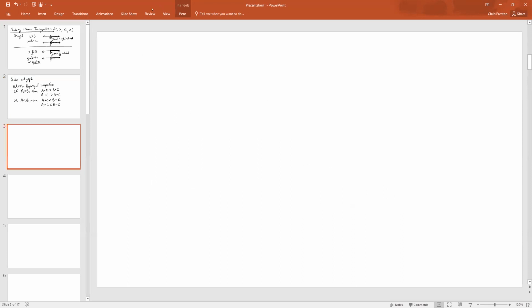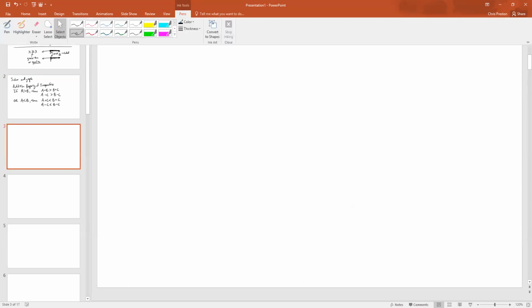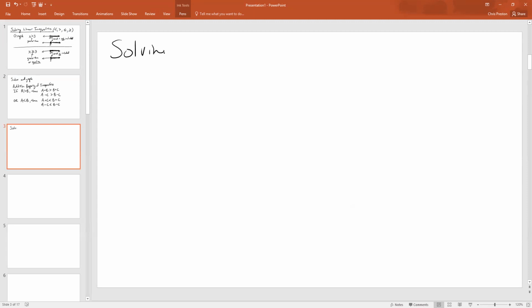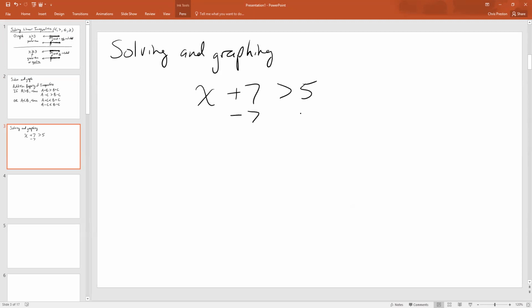Okay, so let's look at solving and graphing. And let's say we were given a problem: x plus 7 is greater than 5. And I want to solve and graph that. So just like we did with equations, since I'm adding 7, I'm going to subtract 7 from both sides. Those 7s are going to cancel out. I'm going to get x is greater than 5 minus 7, which is negative 2.